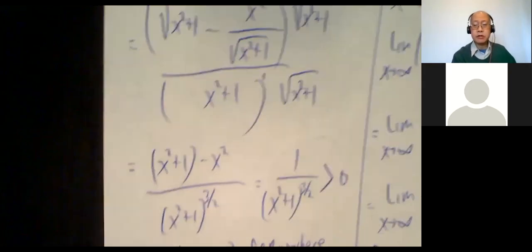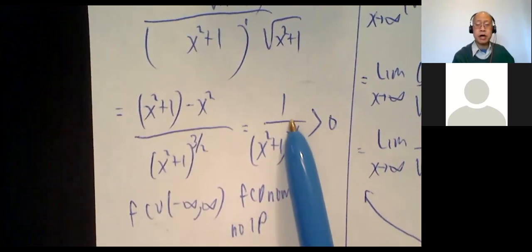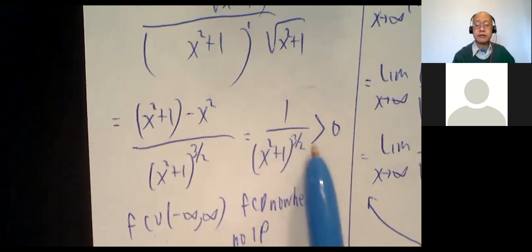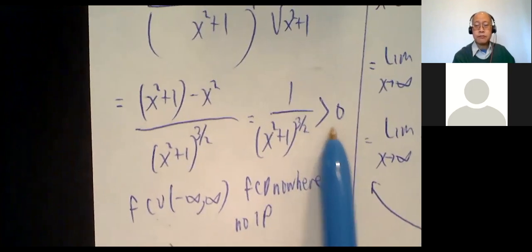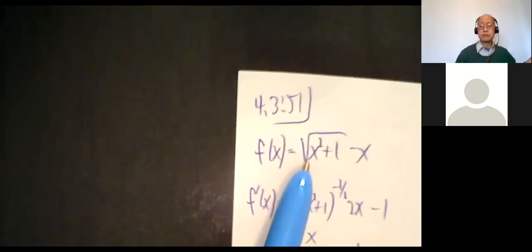That's always greater than 0. Right? X squared plus 1 is already a positive quantity. Raise it to 3 halves, always greater than 0, no matter what. By the way, this thing has a domain of all real numbers. There's no problem spot. Even though there's a square root, the thing underneath the square root cannot be negative, right? It's the square root of x squared plus 1. So the domain is all real numbers.